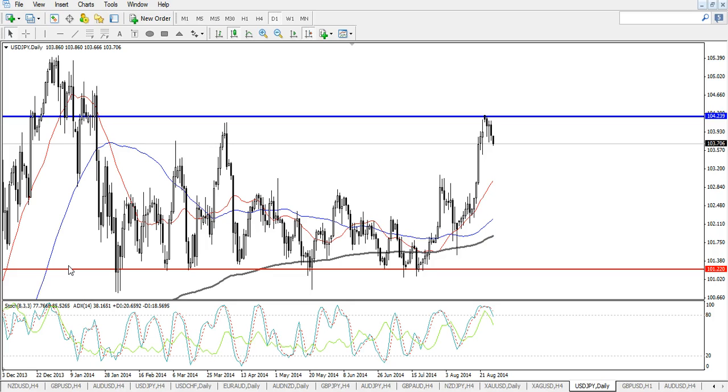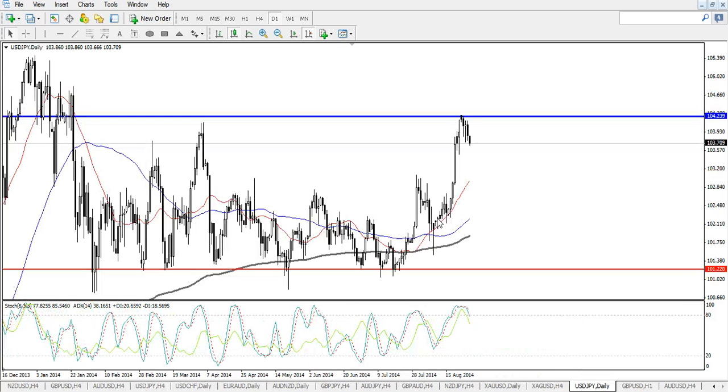Today in Singapore we're going to look at three currency pairs again: the dollar against the yen, the pound against the dollar, and the Aussie against the dollar. So we shall look at the dollar yen first. This is dollar yen on the day one chart.